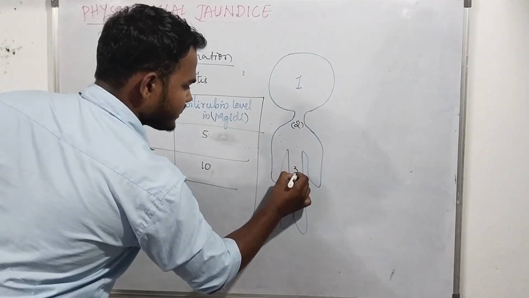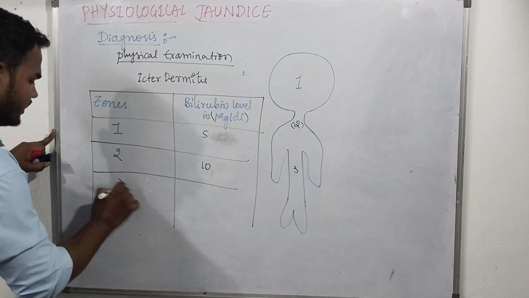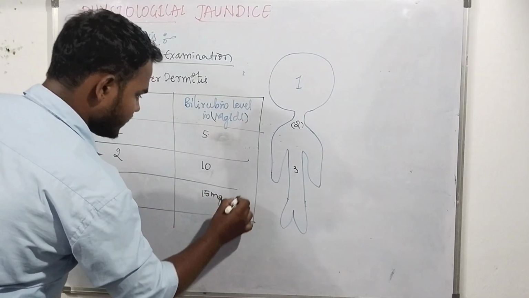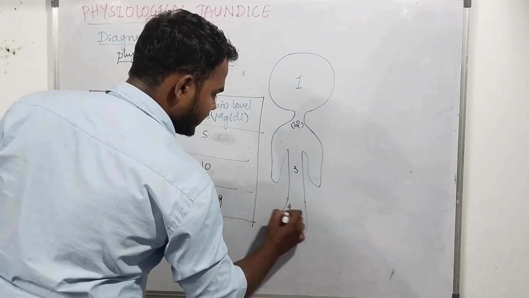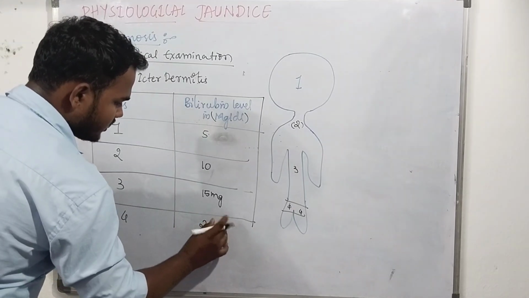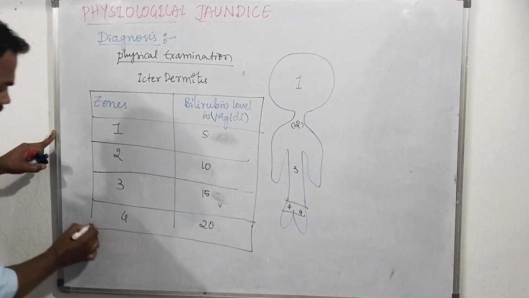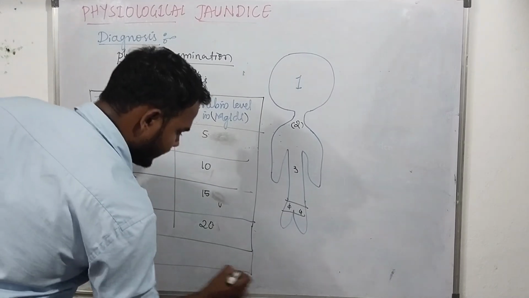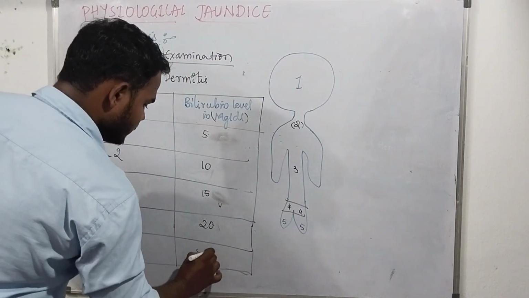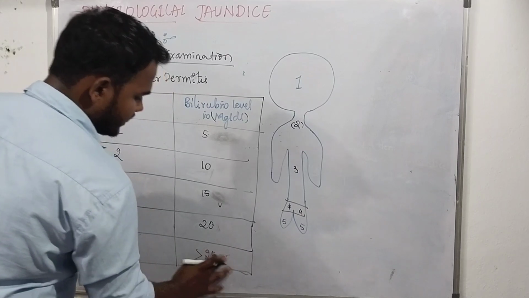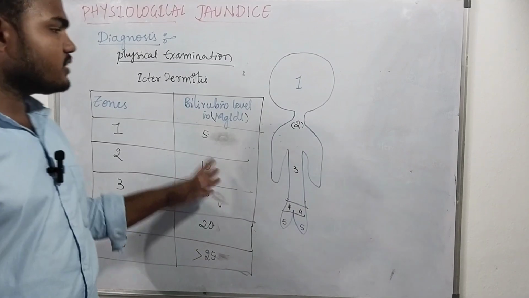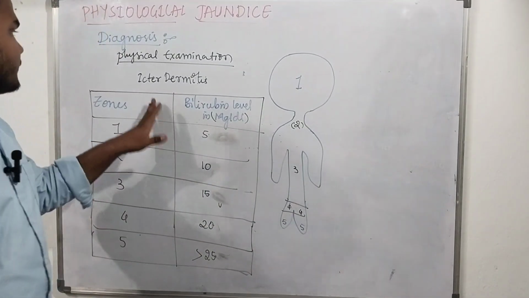Next, zone 3, that is on the abdomen or the umbilicus, is 15 mg per dl. Here zone 4, on the legs and knees, is about 20 mg per dl. Next, the 5th zone is on the lower toes, and there it is more than 25 mg per dl. These are the zones of the bilirubin levels present in the blood. Now this is our dermal ectorus.